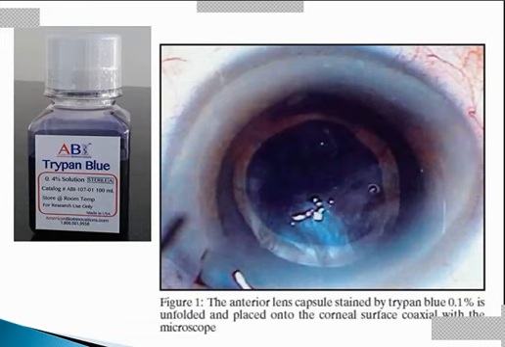And this is a trypan blue. While performing cataract surgery, for doing anterior capsular rhexis, for visualizing the capsule, you can use this trypan blue. The anterior capsule of the lens is stained blue so that we can see the capsule properly. It does not stain the inside lens or lens cortex. For this, 1% trypan blue is used.